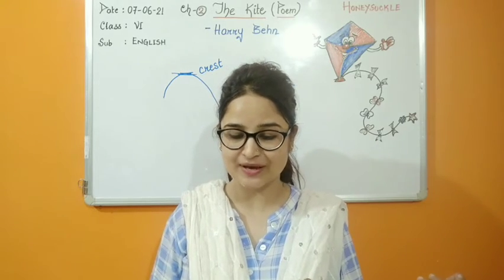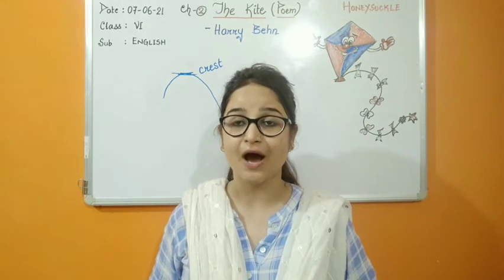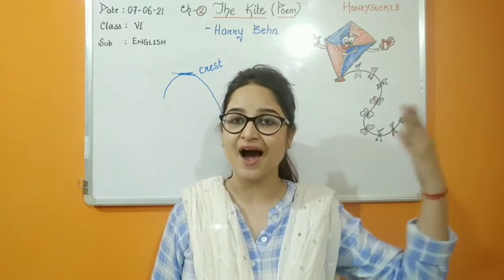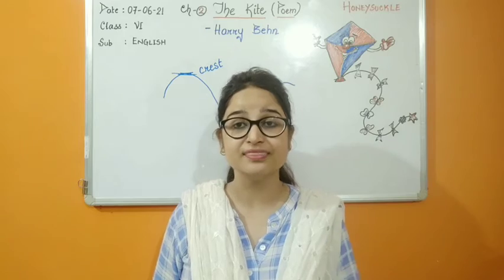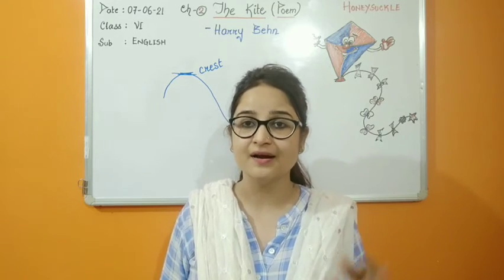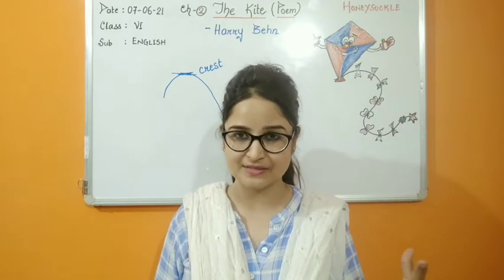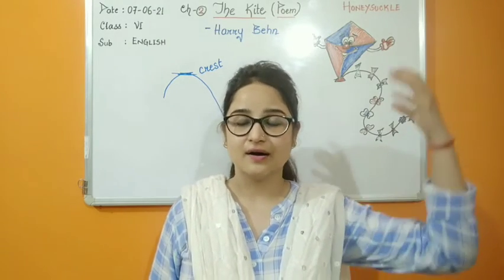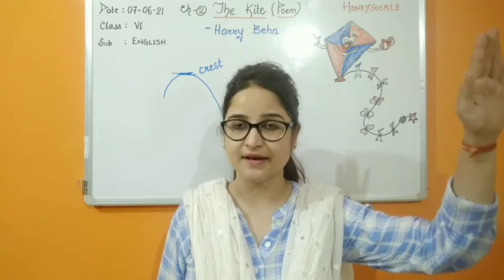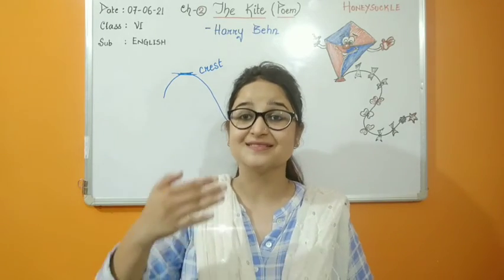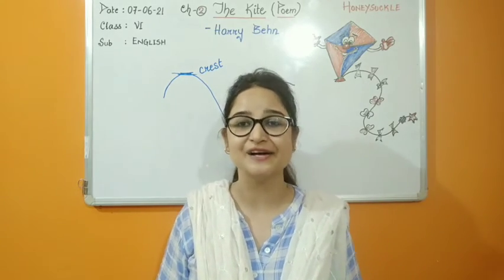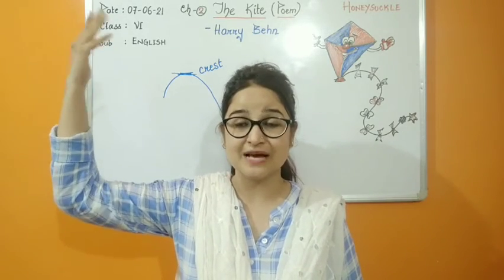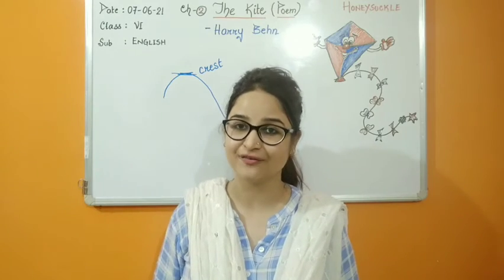Then seems to rest as wind falls. Now because the force of the wind was strong, it was rising higher in the sky. But when the air has decreased its speed, what happens? It looks as if the kite has stopped there and is waiting, is resting, okay? Because it is tired of its journey. It has risen to such a height. It's tired of its journey.